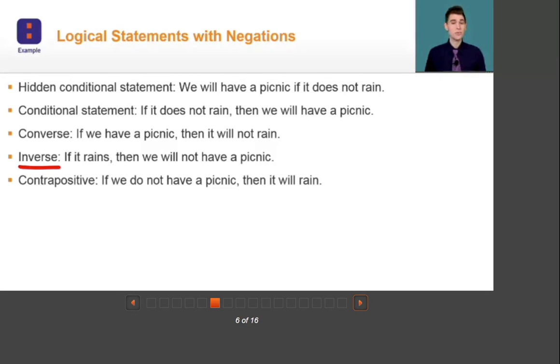Now in this inverse, we've negated both the hypothesis and conclusion from the conditional statement. Notice that we write, "if it rains." We could have used a double negative and said, "if it does not rain," but it sounds more grammatically correct to say, "if it rains."